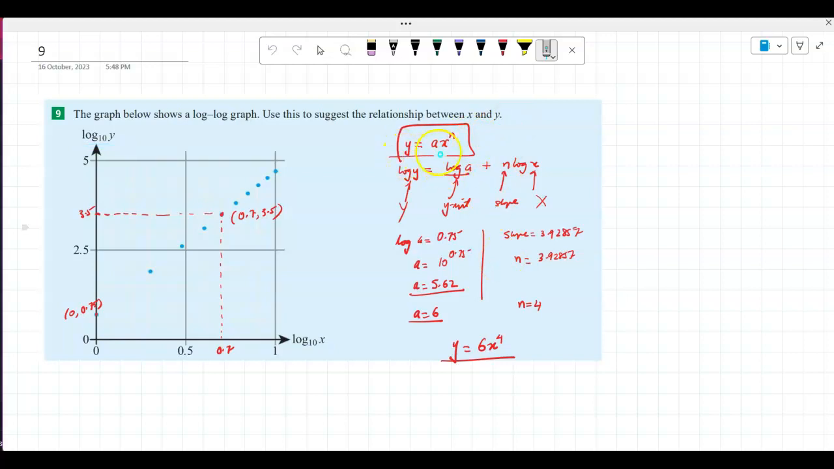So let y is equal to ax raised to n. You take logs on both the sides. So log y is equal to log a plus n log x. Correct? This will be your y-intercept. So log a, you look at the y-intercept over here. So log a is equal to this. So a is equal to 10 raised to this.